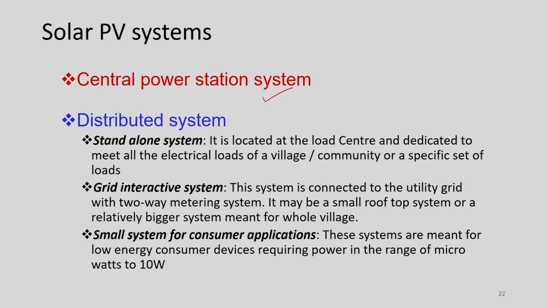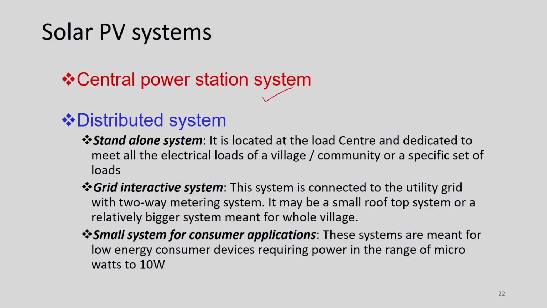And for grid interactive system, suppose in my building, if I want to install some kind of solar PV, the energy generated by the solar PV can be given to the local grid when more amount of energy is generated, and we can take the energy at night from the grid when our energy requirement is there. That will be controlled by this two-way metering system or net metering system.